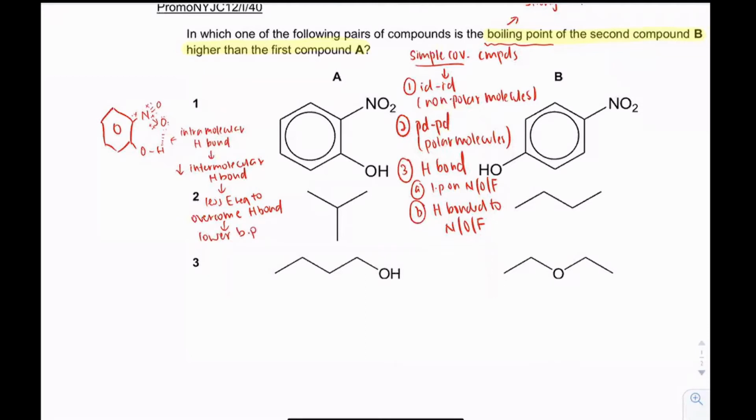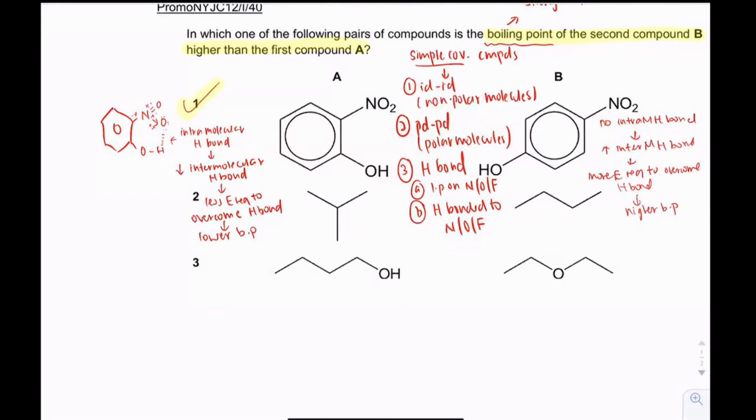And then for B, it's the same thing, except that NO2 and OH are further apart. So therefore, there is no intramolecular hydrogen bond. So therefore, there can be more intermolecular hydrogen bond. Therefore, more energy will be required to overcome the more extensive hydrogen bonding. Therefore, it will be a higher boiling point. So therefore, this agrees. The boiling point of B is higher than A. So hence, this is part of the answer.